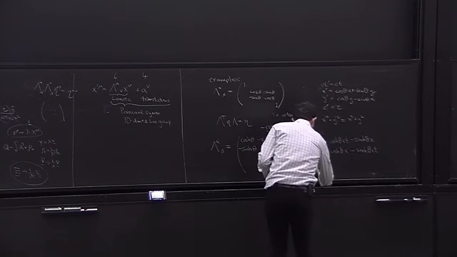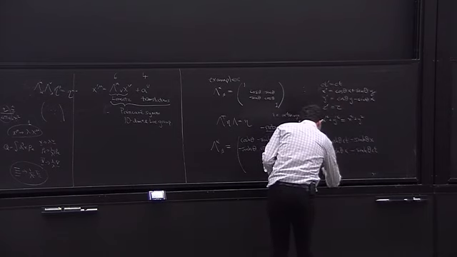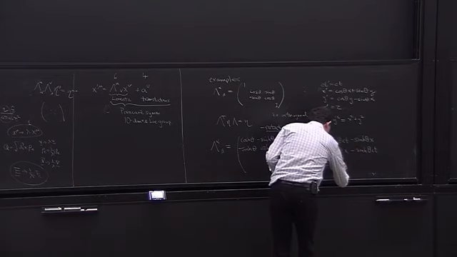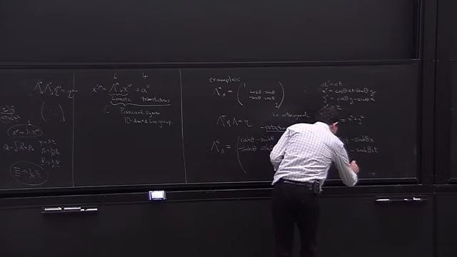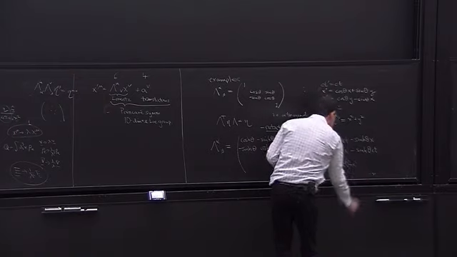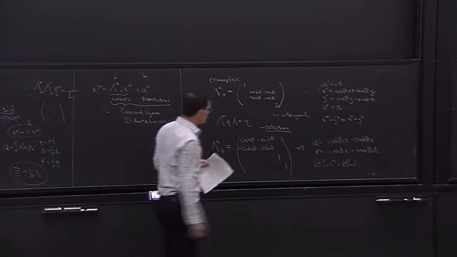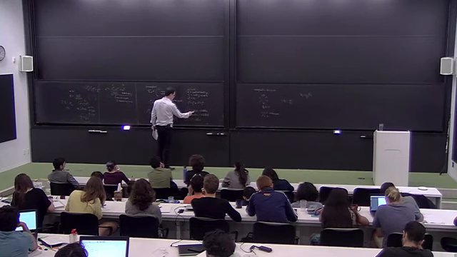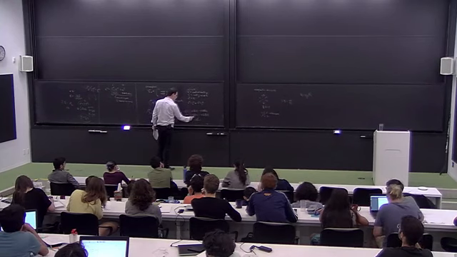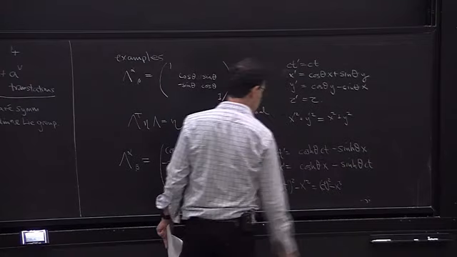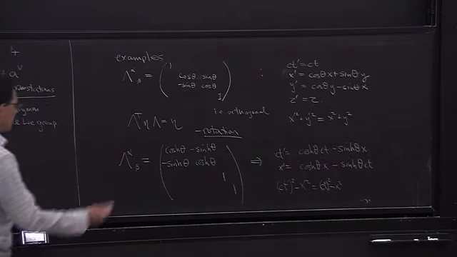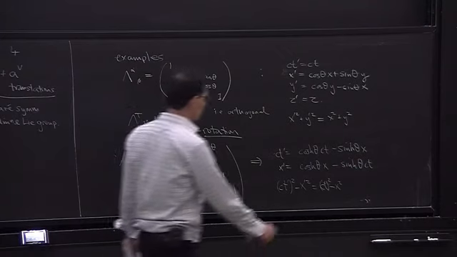And now what we see is that ct prime squared minus x prime squared equals ct squared minus x squared. Because the cross terms will cancel, and from the direct terms I'll get cosh squared ct squared, and then from here sinh squared ct squared, and cosh squared minus sinh squared equals 1.